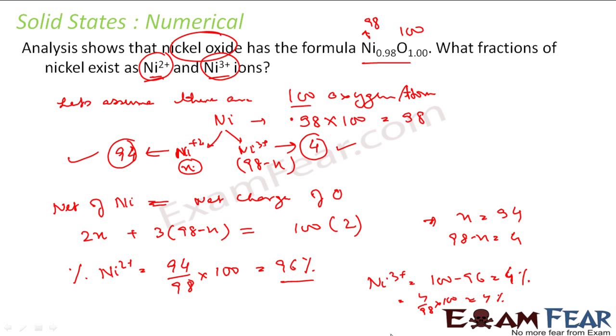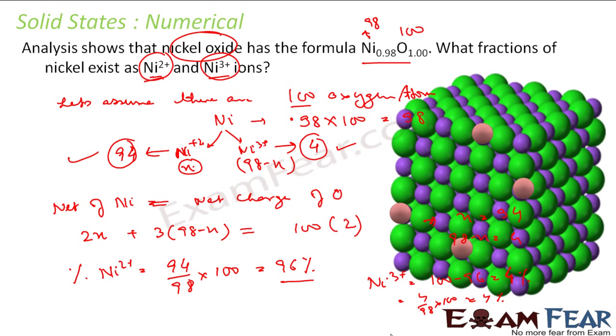That is also one way of getting it. Correct? And this is my nickel. So if you see, some are plus 2 and some are plus 3.